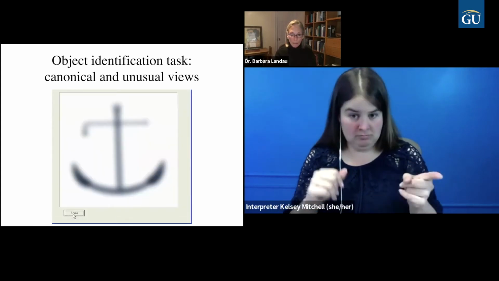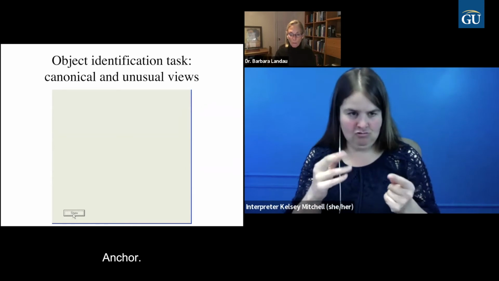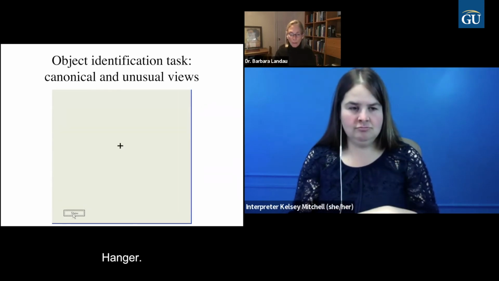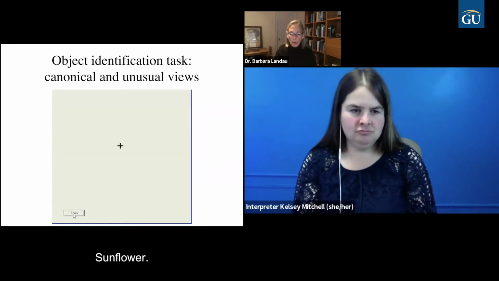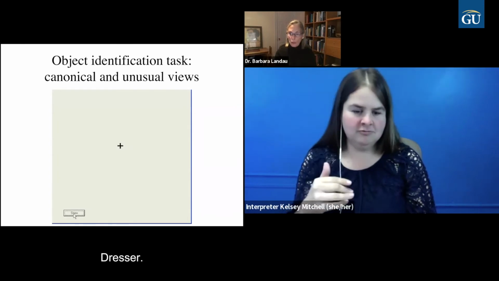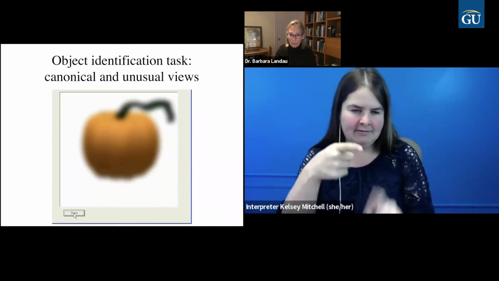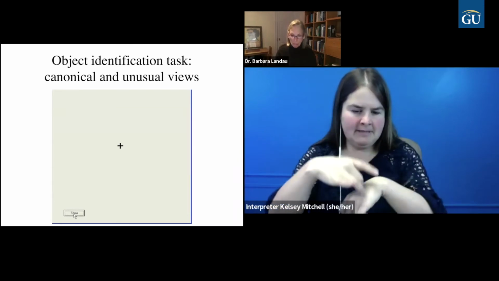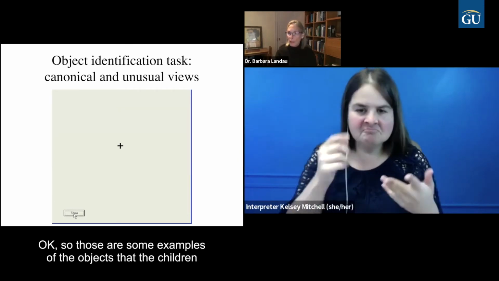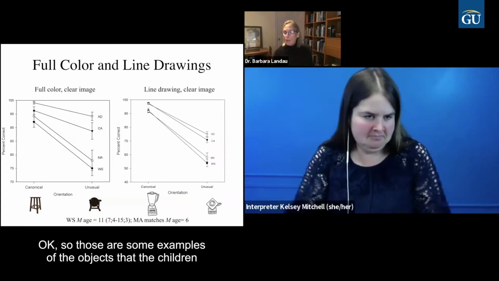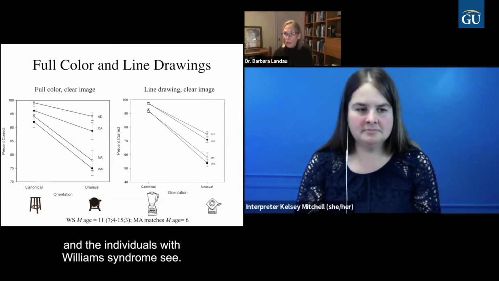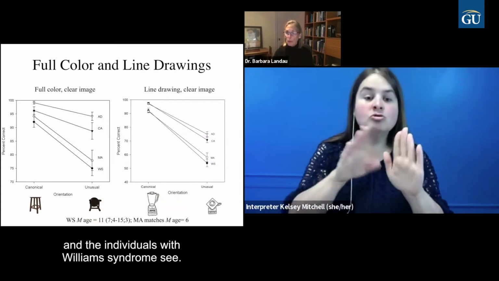Violin, anchor, hanger, sunflower, dresser, trumpet, pumpkin. Okay, so those are some examples of the objects that the children and individuals with Williams syndrome see.